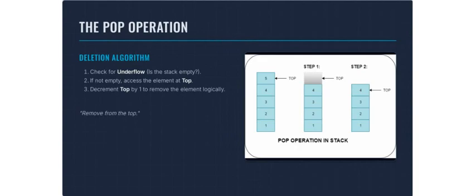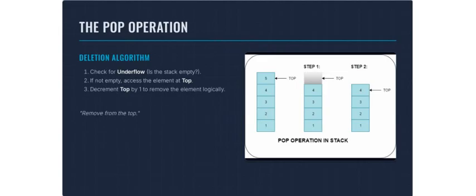For the push operation we check the overflow condition. For the pop operation we have to check the underflow condition, meaning we have to check whether the stack is empty. If nothing is there, we cannot delete anything. If there is nothing in the bottle, we cannot take water from it, right? Similarly, if nothing is there, we cannot pop anything, and we call that condition underflow. If not empty, access the element at the top and decrement top by 1 to remove it.